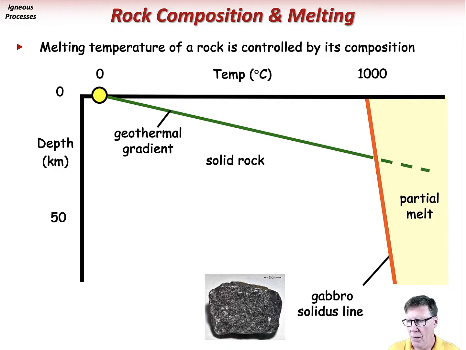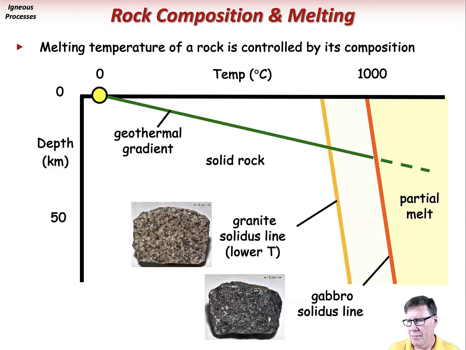line. One example would be the rock type granite. And this would be the solidus for granite because it has a number of different minerals that melt at lower temperatures than ones in gabbro.